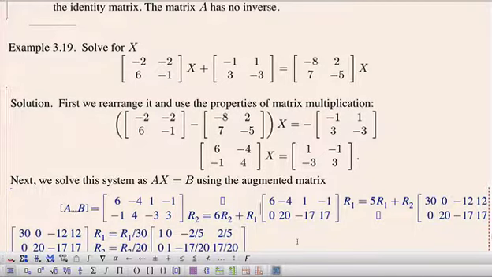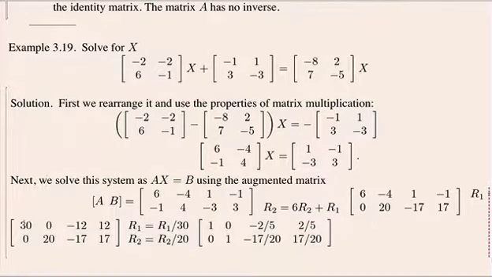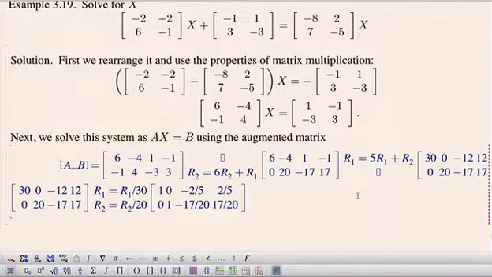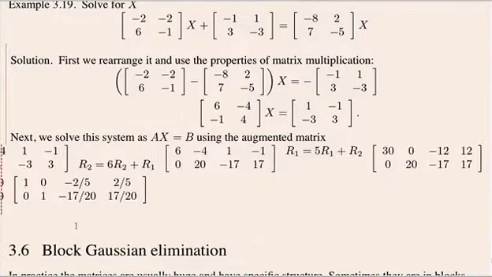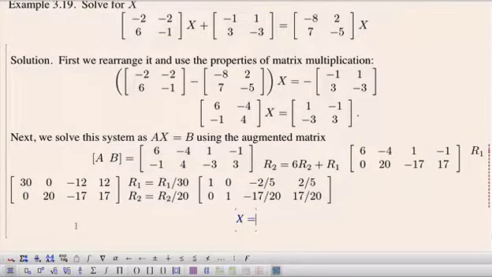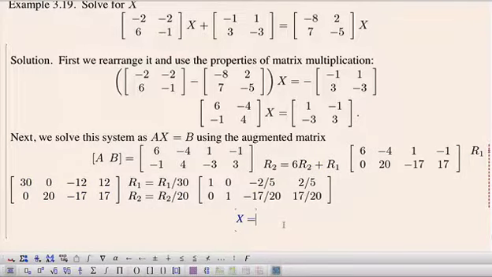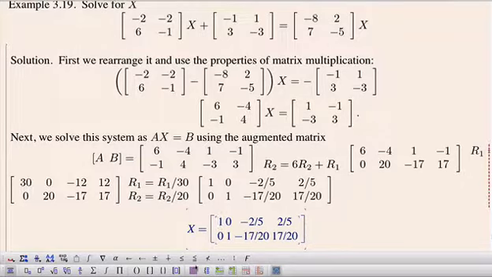And then in the final step, we divide the first row by 30, and we divide the second row by 20. And we get here the identity matrix, and on the right-hand side we get these fractional entries. So with this, what we get is that X is this matrix here, without the identity part.